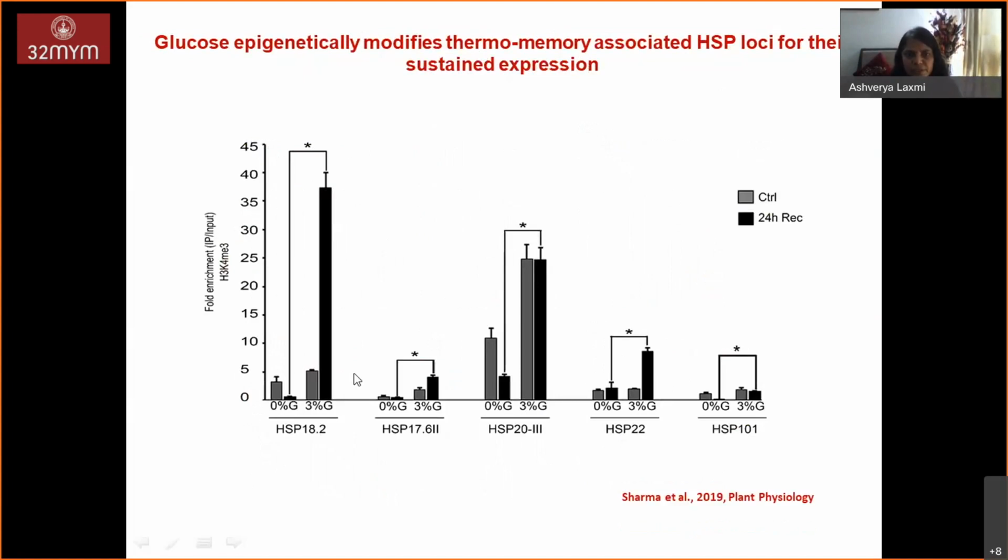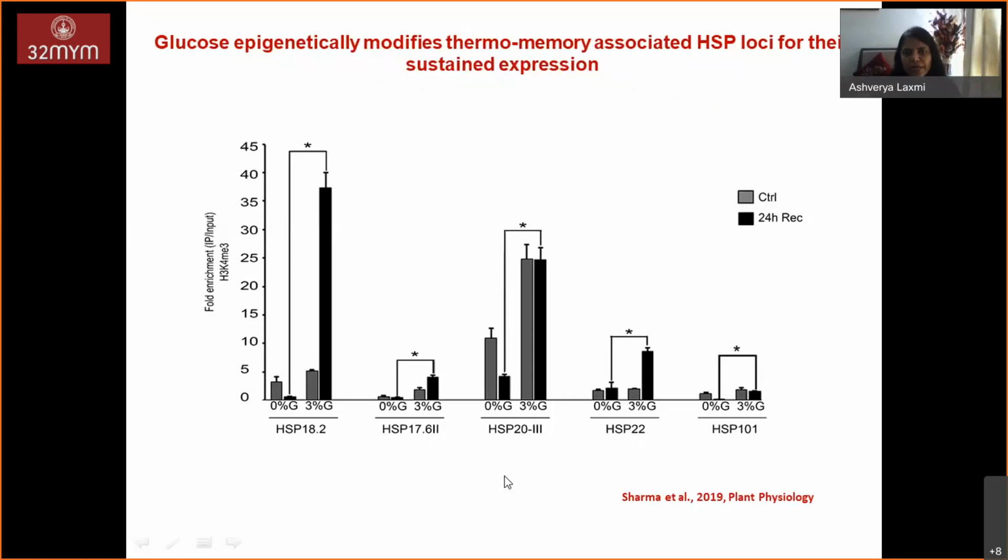So what glucose does is that it promotes the engagement of these epigenetic marks, such as trimethylation on the histones of these promoters, and these marks are basically a kind of signal to these genes that okay, you have been primed with a previous stress. When the incremental stress is given at a later time point, these genes might show a greater or sustained expression, and this will enable the plant to sustain the heat stress in a better way as compared to the non-primed plant.